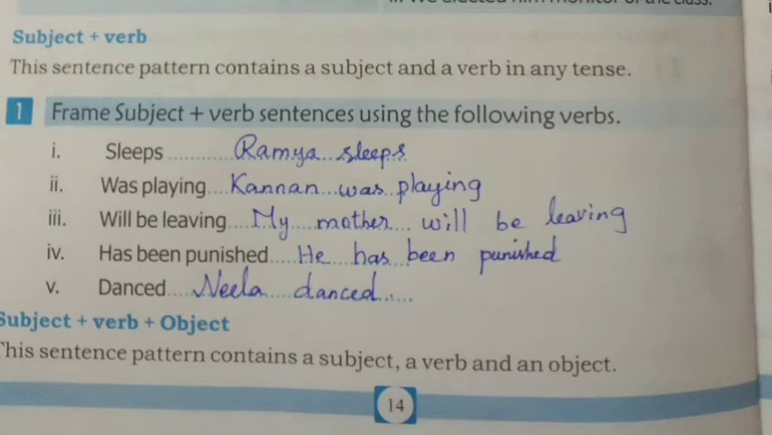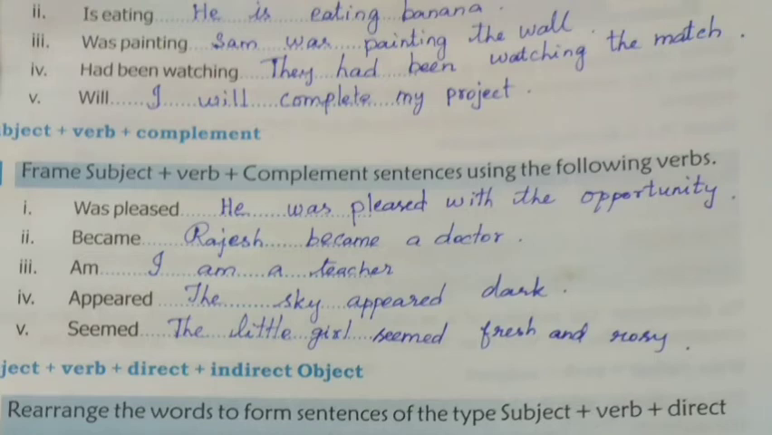Then third pattern, subject plus verb plus complement. Here also some verbs are given. By using the verb we have to make sentences. First one, was pleased. He was pleased with the opportunity. Then second one, became. Rajesh became a doctor. And third one, am. I am a teacher. Fourth one, appeared. The sky appeared dark. And fifth one, seemed. The little girl seemed fresh and rosy. You can write your own sentences also.